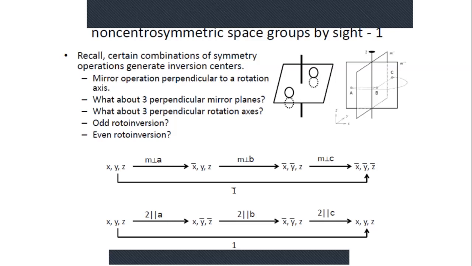So we'll go through these. The first one is a mirror operation perpendicular to a rotational axis. So what this means is, do you have a rotation, say a twofold parallel to B, followed by a mirror plane perpendicular to B?